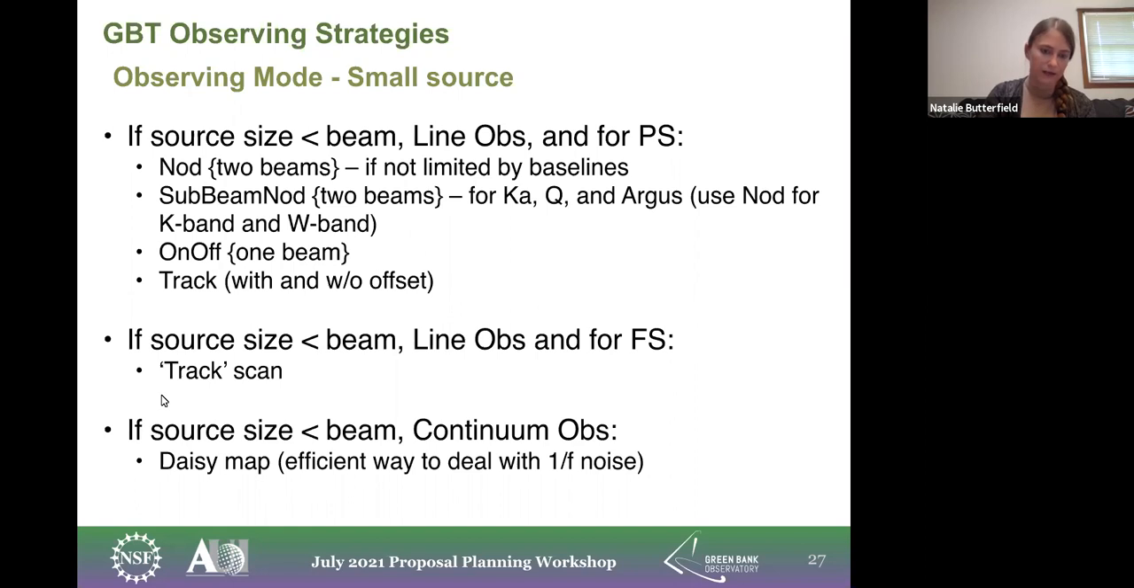And then lastly, if you're doing a compact source with continuum observations, then you might want to do what's known as a daisy map. Typically, you would think that if you have a relatively compact source, you wouldn't need to do any type of mapping, but we found that daisy mapping, and I'll show what those look like in the mapping discussion, is actually an efficient way to deal with the 1/f noise that you can get in doing either high bandwidth or long integration continuum observations.